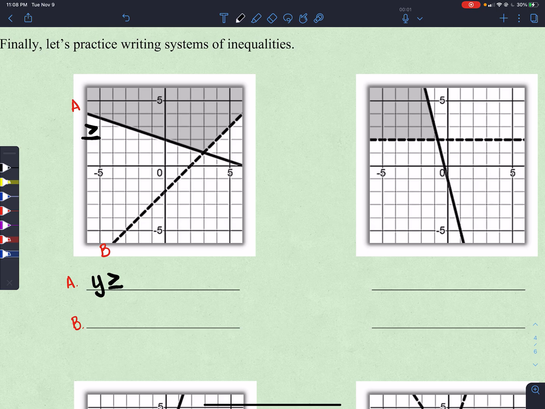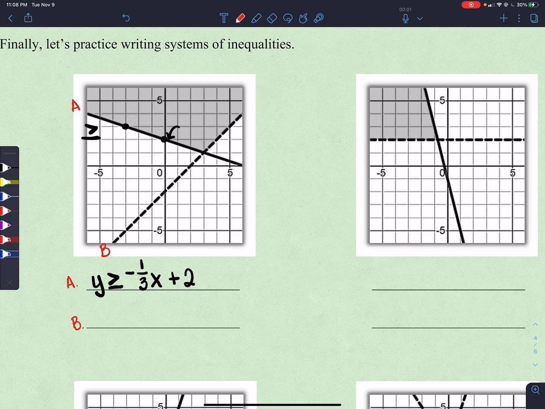All right, now we need to find the slope of that line. So from this point to this point, it goes down 1, right 3. So -1 over 3x. And then our y-intercept is at +2. Okay.